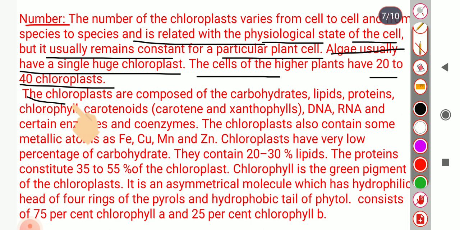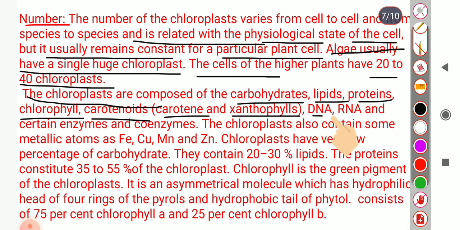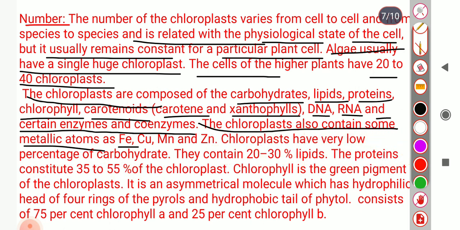The chloroplasts are composed of carbohydrate, lipid, protein, chlorophyll, and carotenoid. Carotenoid is of two types: carotene and xanthophyll. They also contain DNA, RNA, and certain enzymes and coenzymes. Chloroplasts contain separate DNA, like mitochondria. The chloroplast also contains some metallic atoms like iron, copper, magnesium, and zinc.